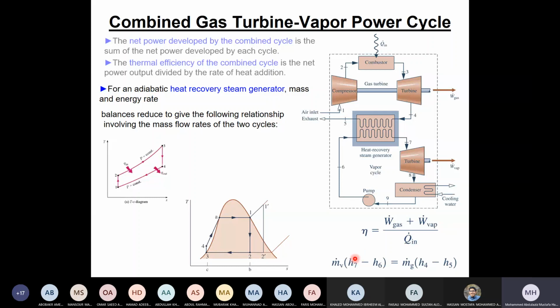How to get M vapor? We will give you only M dot gas in the problem. Then you use this equation to calculate M dot vapor. Then from M dot vapor, you can calculate W vapor. Then you divide by Qn. Qn here is M dot gases multiplied by H3 minus H2. Then you get the efficiency, and you expect that this efficiency is around 50-something percent. And this is the advantage of the combined cycle.